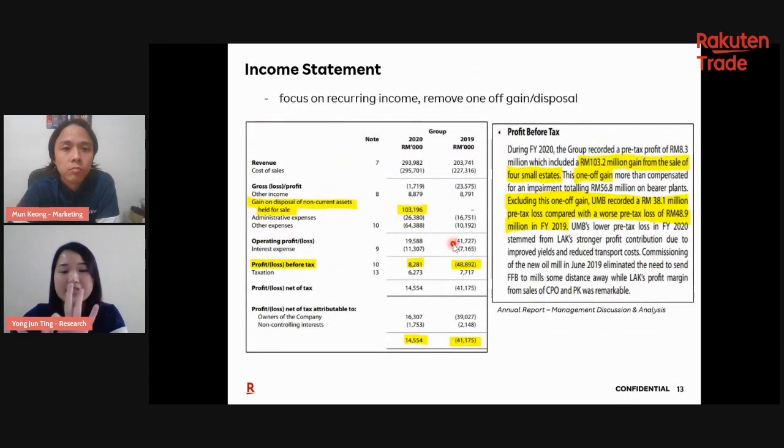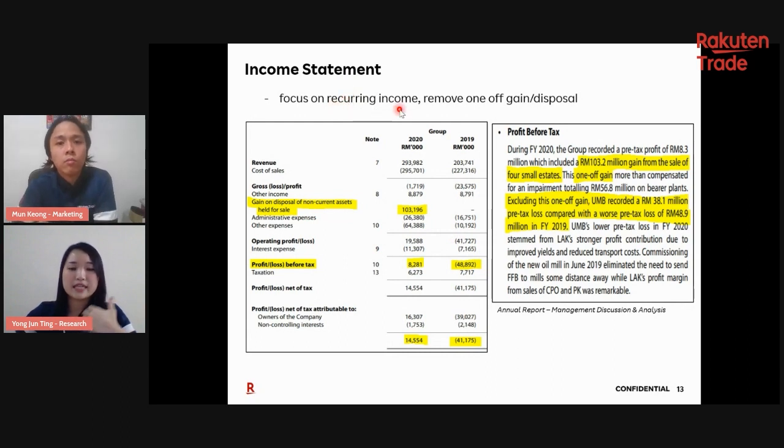And then number three that I would like to highlight, very important for the income statement: when we study the profitability of a company, focus on core earnings, which we call recurring income, which is the income coming from the operations of your company. It's not one-off, and you have to remove those one-off gains on disposal. So I'll give you an example. This is United Malacca Berhad, a plantation company. So their normal operation is to sell plantation-related products to get profit.